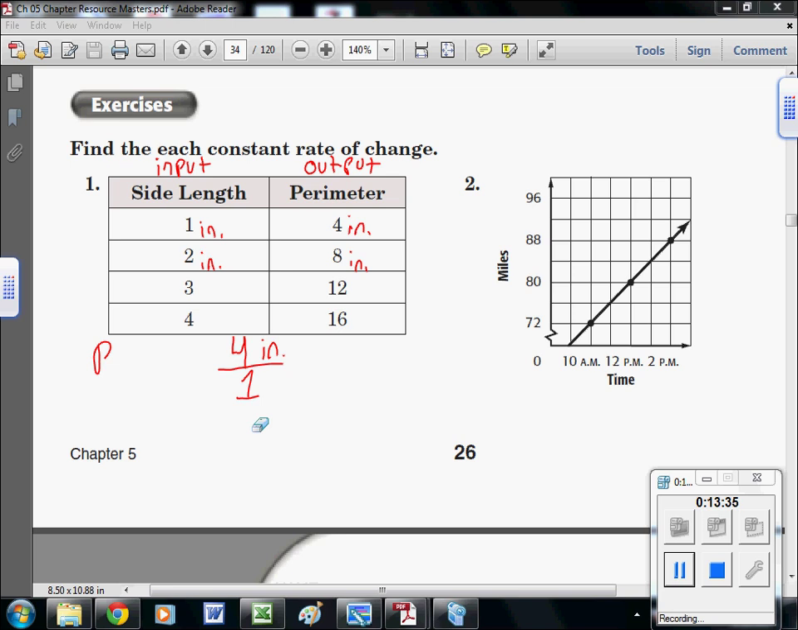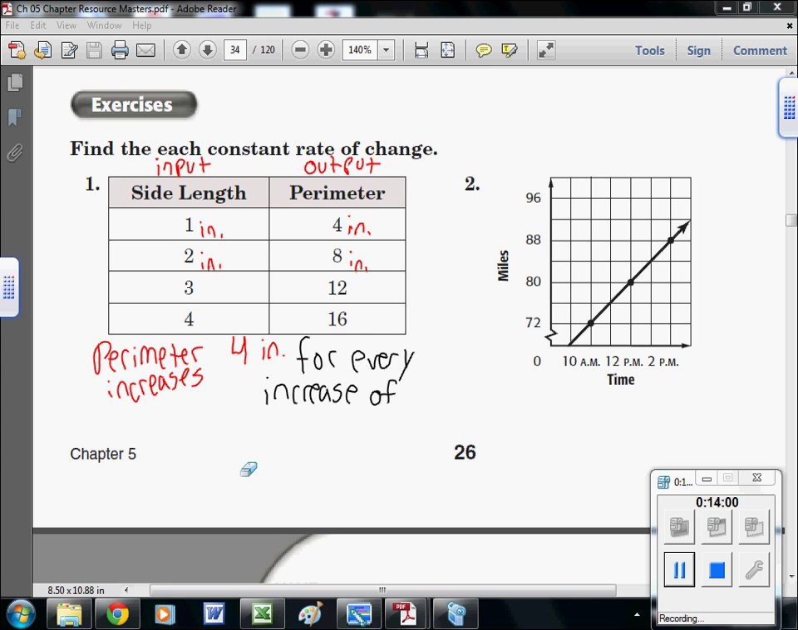If we use our words, we could say perimeter goes up. So perimeter increases. We can just use our words. That'll make it more clear. Increases. We'll say 4 inches. Or just 4 if we didn't have a unit of measure. Remember, I made up that unit of measure. 4 inches for every increase of side length.